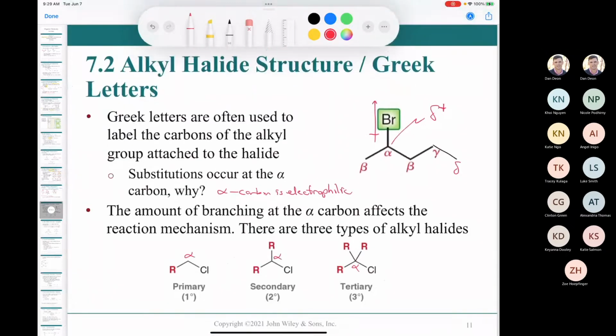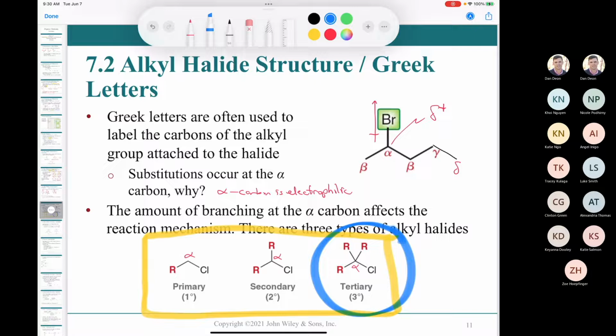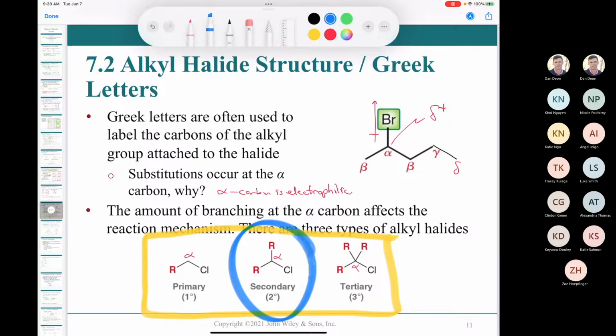You really need to know the difference between a primary, a secondary, and a tertiary alkyl halide, because it has a severe consequence when we look at substitution and elimination reactions. For example, later on we're going to learn that primary alkyl halides mainly undergo substitution, whereas tertiary alkyl halides mainly undergo elimination. And then we have secondaries, which are somewhere in the middle. Right? They can undergo substitution and elimination.